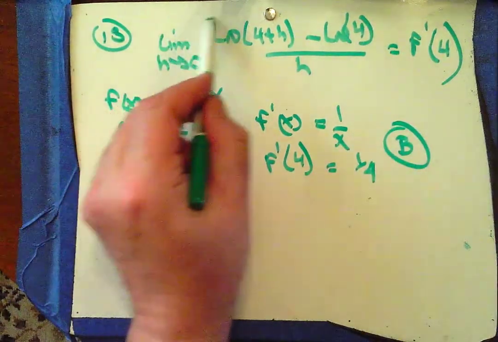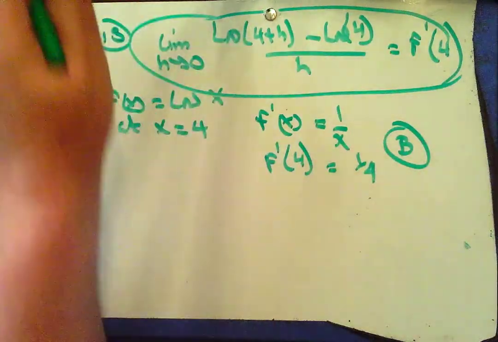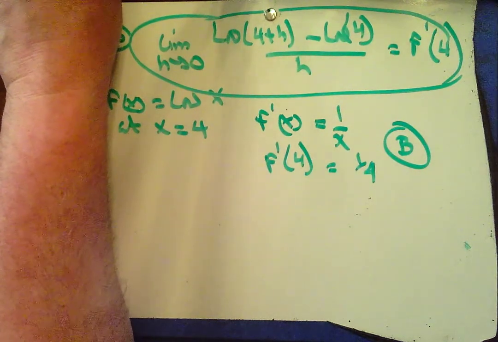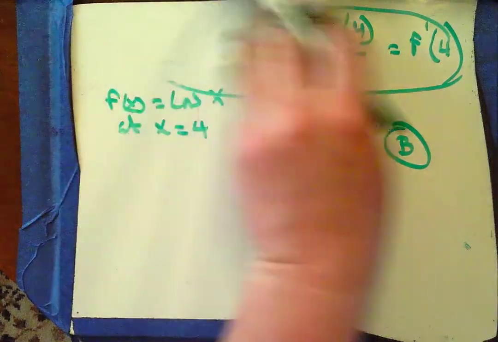But if I don't remember my limit definitions of the derivative, I'm probably just staring at this problem and thinking that it's going to be non-existent because I get 0 over 0. So don't do that. Go back and review your limit definitions of the derivative. Okay. 18 was that one.